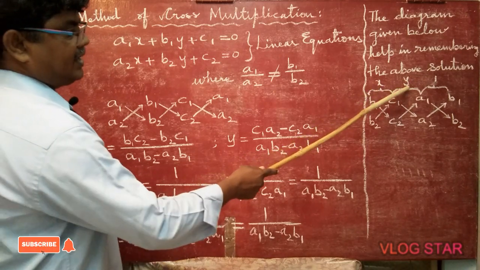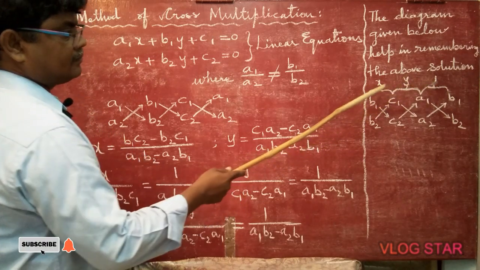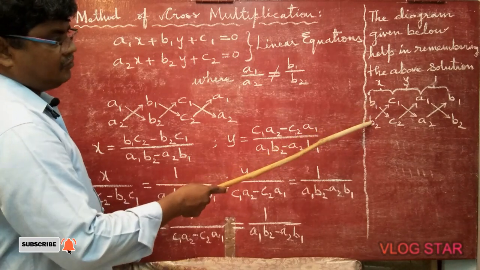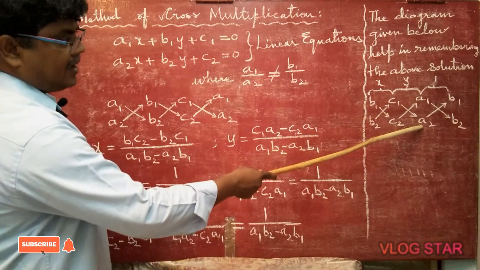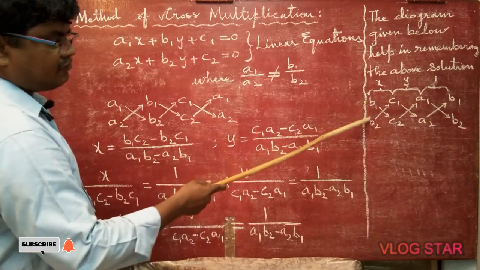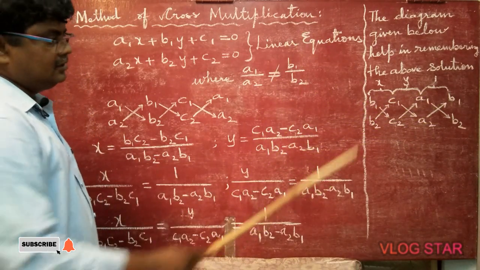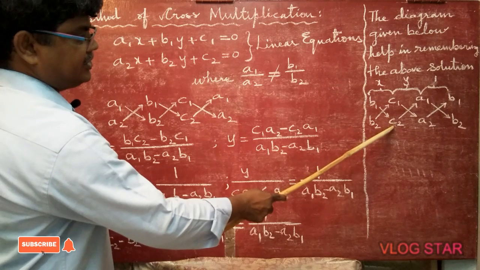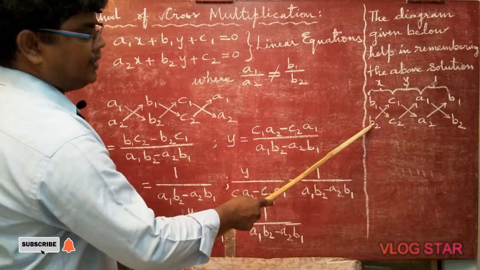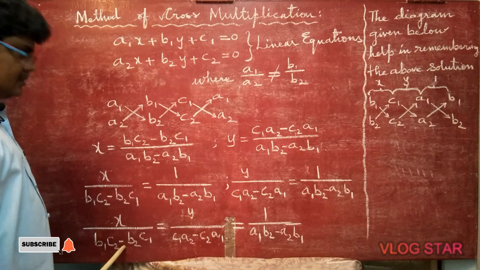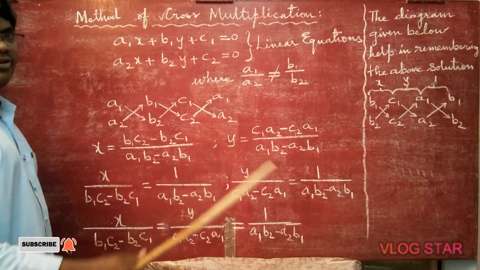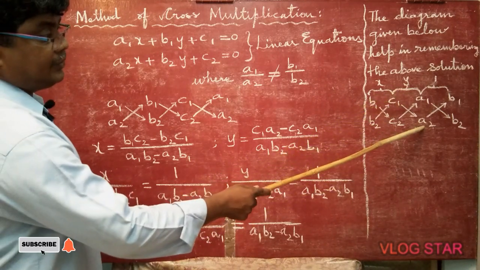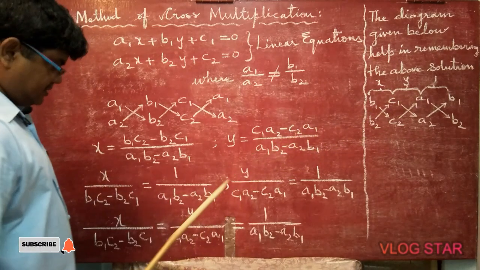Write x, y and constant. Constant means 1. When you are solving, you won't write the x coefficients first. Write y coefficients, constants, x coefficients. Again repeat: what you wrote first you have to repeat. Are you able to follow? Easy method. x by b1 c2 minus b2 c1. See, it came up, no? Diagrammatic representation. y by c1 a2 minus c2 a1. See? Same.